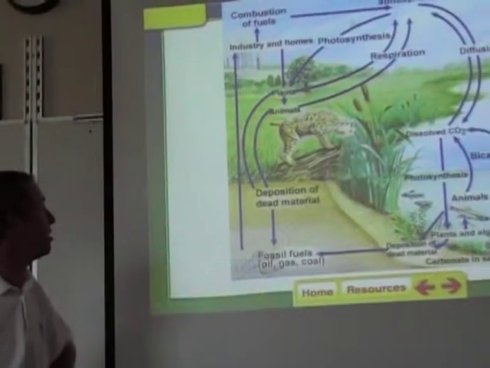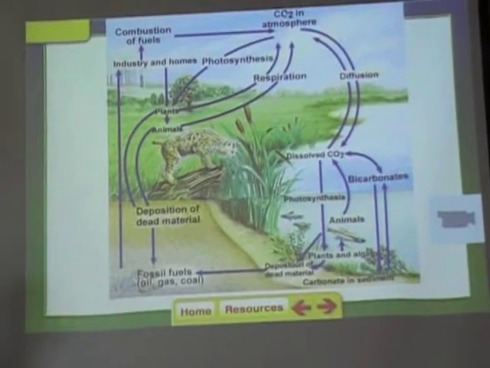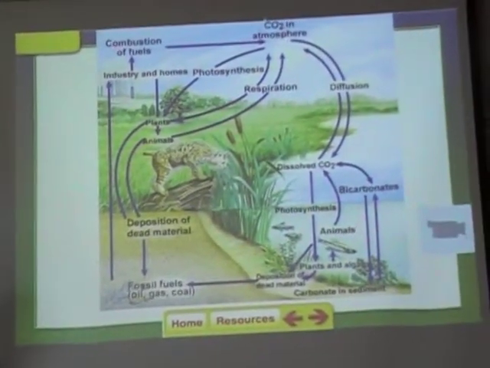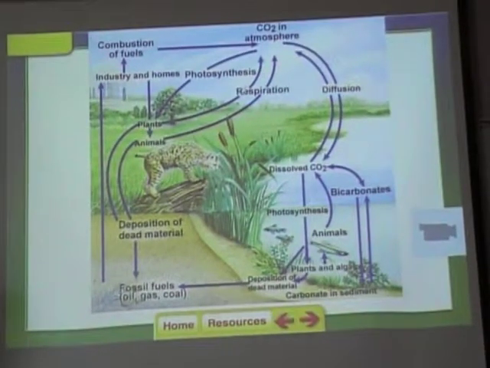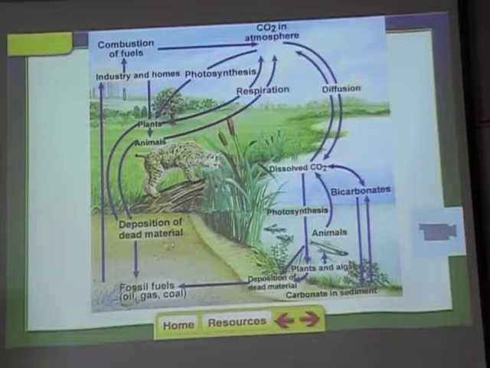A quick cycle is the photosynthesis in and respiration back out. That's a real quick one where it just goes from the atmosphere into organisms and back out. Some of the organisms die. It's in the ground for a while, but eventually will come back out.